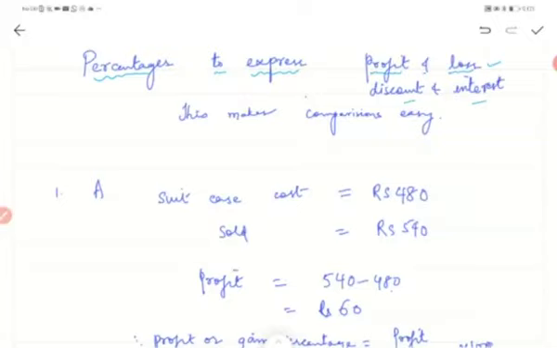In today's video we will look into profit and loss, and how we compare profit and loss with the selling price, cost price and all. Today is all about profit and loss. You already have an idea about what is cost price, what is selling price, and how we find profit or how we get loss.